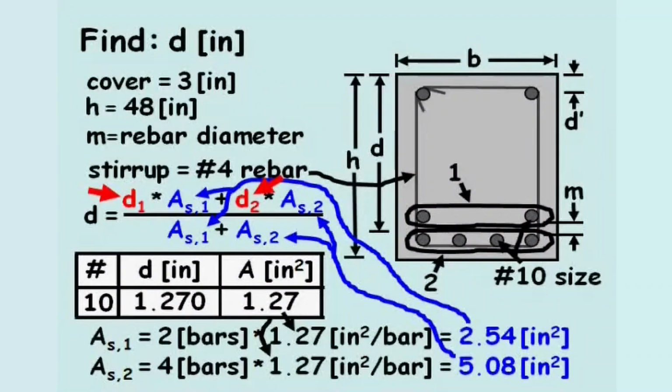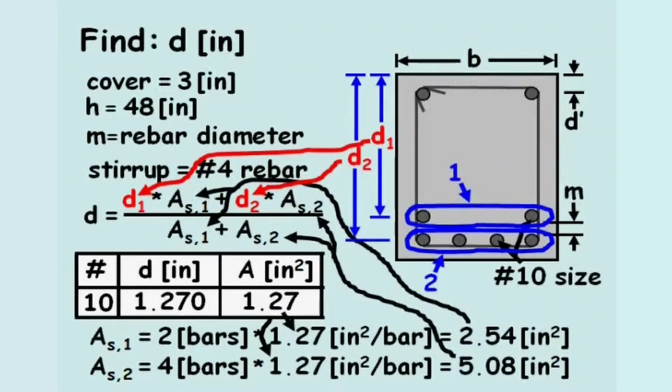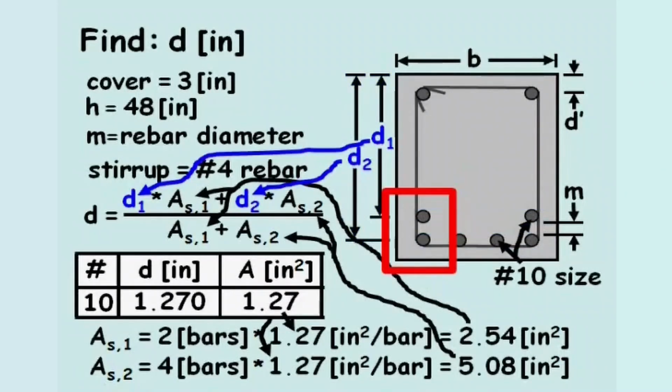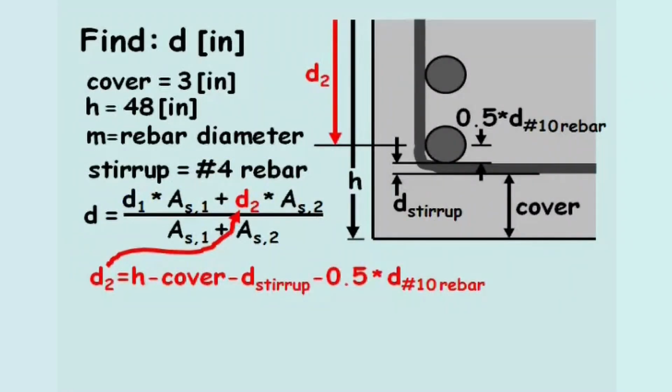Using the figure, we can identify these depths as measured from the top of the beam. If we focus in on one corner of the cross-section, we can more easily define D1 and D2, where depth D2 equals the beam width minus the cover minus the stirrup diameter minus half the diameter of the longitudinal steel. From the problem statement, we know the height of the beam and the concrete cover.